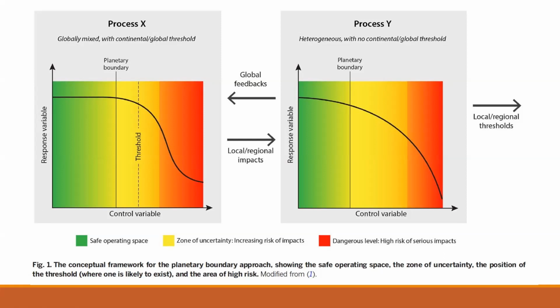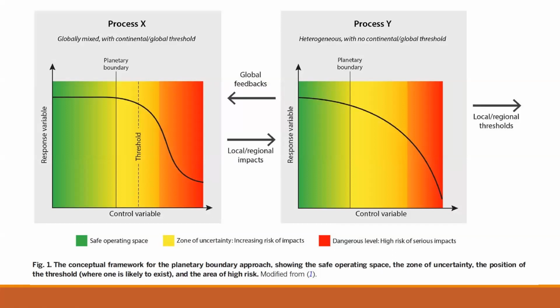So figure 1, the conceptual framework for the planetary boundary approach, showing the safe operating space. Well, now we know that's the green zone, the zone of uncertainty, and the position of the threshold, where one is likely to exist, and the area of high risk. Okay, so what is this showing me? This is showing me that there's some idea of a threshold or a point after which we're going to be in a lot of trouble, okay?